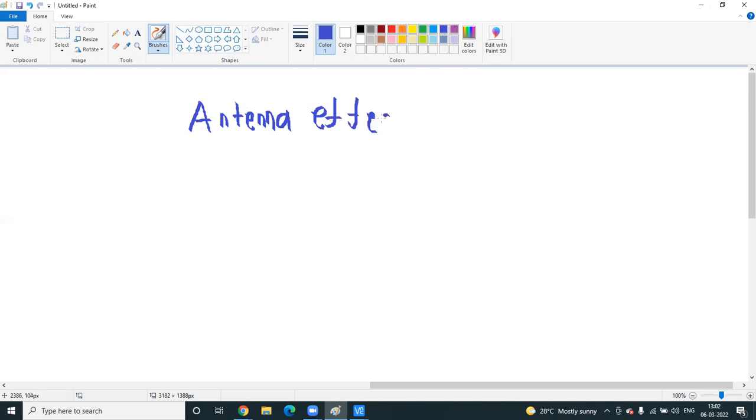Antenna effect. So an antenna is a long net. Previously in your hometown, they were using antennas. An antenna is a long wire or long net, and that term is coming from there.